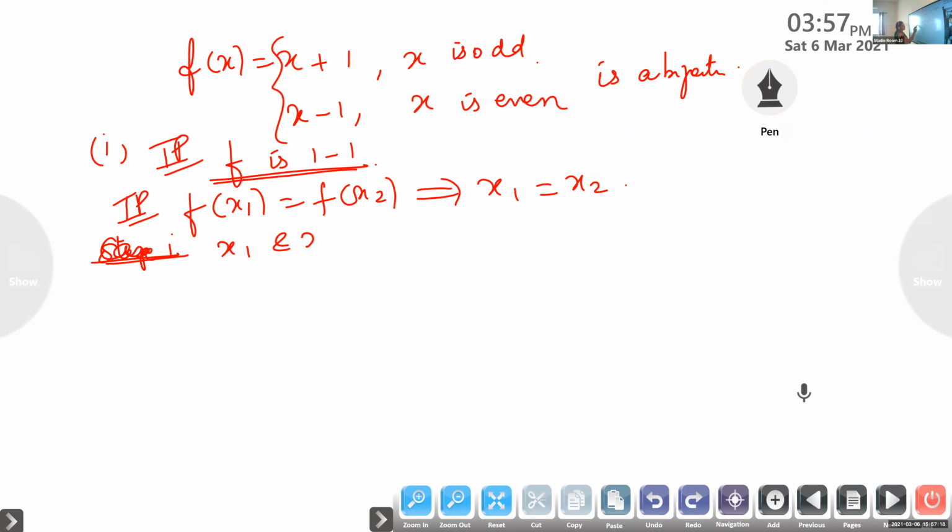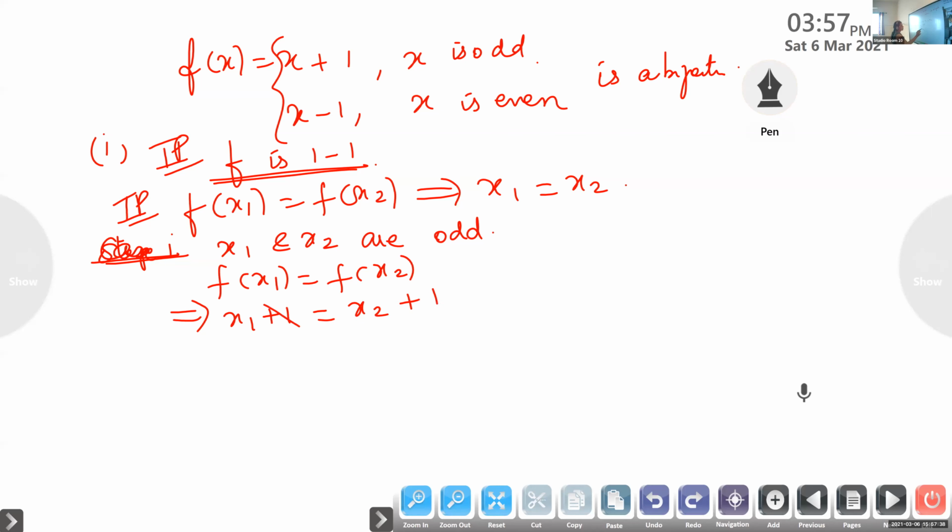Case 1: suppose both x1 and x2 are odd. I start with f of x1 is equal to f of x2. Both are odd. For the odd function, how is it defined? It is x1 plus 1 is equal to x2 plus 1. So plus 1 will get cancelled, and you will get x1 is equal to x2. Therefore, in this case, f is 1, 1.